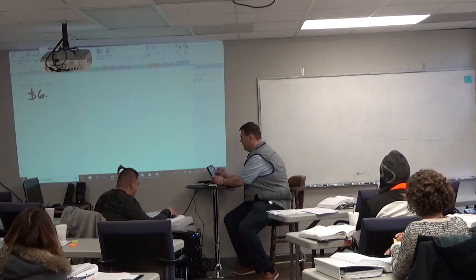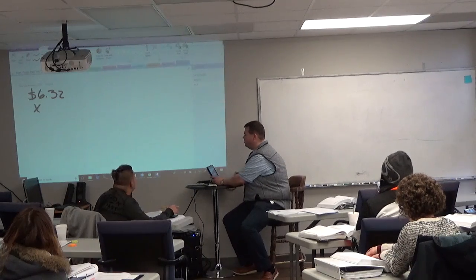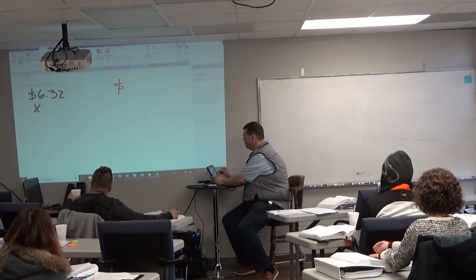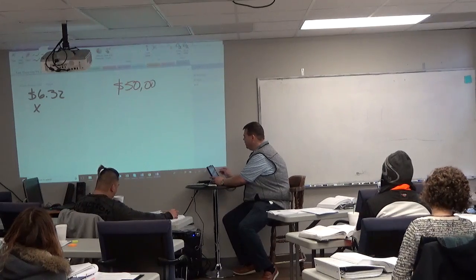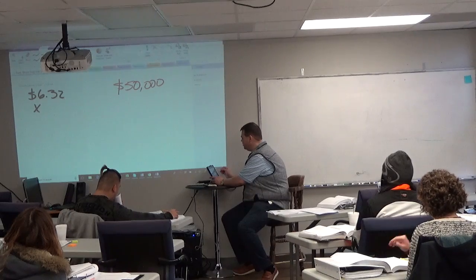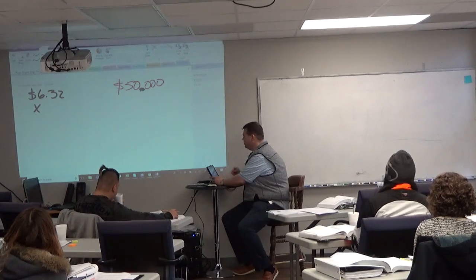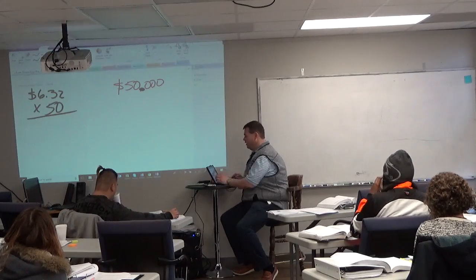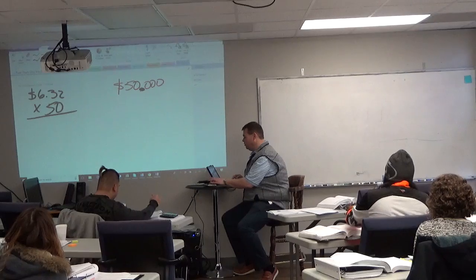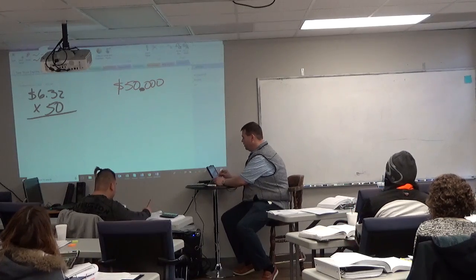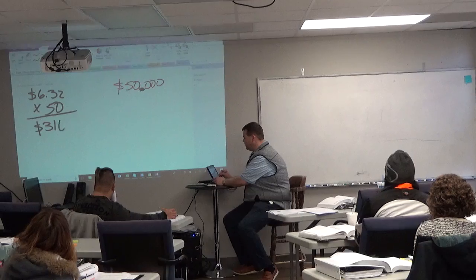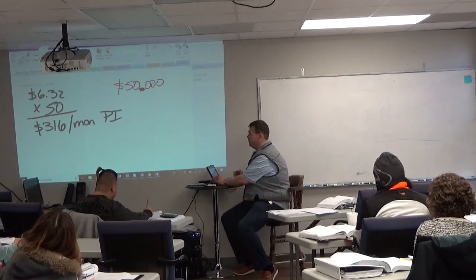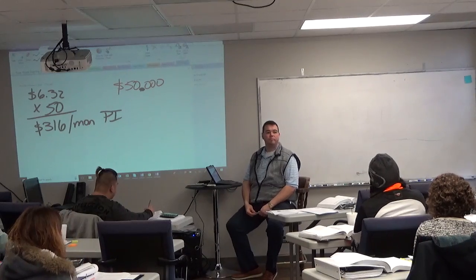So we got $6.32. And now we just need to know what to multiply that by. What did they tell us about our loan amount? $50,000. It's a $50,000 loan, and so what I said I like to do is just turn the comma into a decimal. So what are we multiplying by? 50. So times 50. And when we do that, 632 times 50 equals $316 per month in principal and interest payment. Does that make sense for everybody?